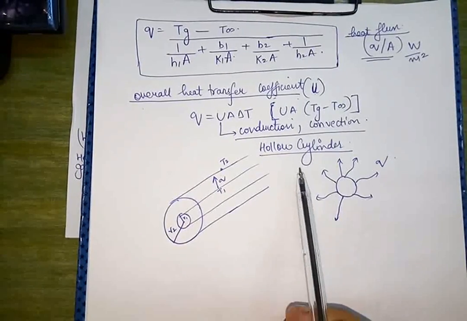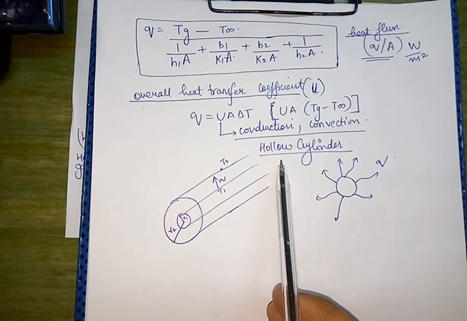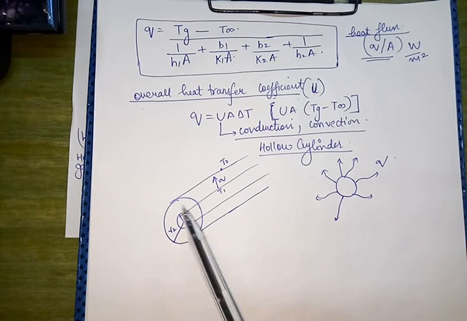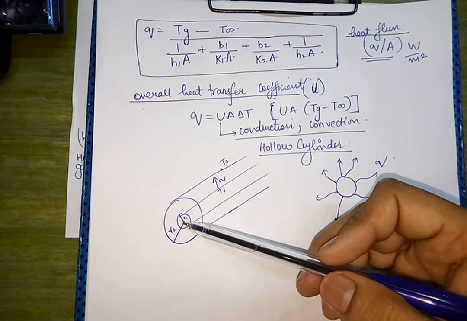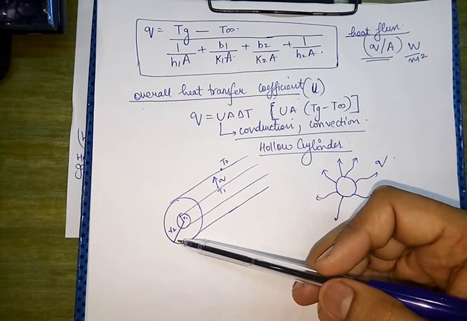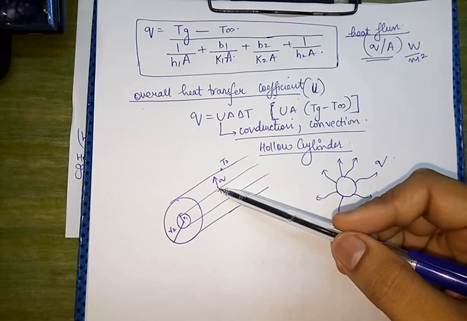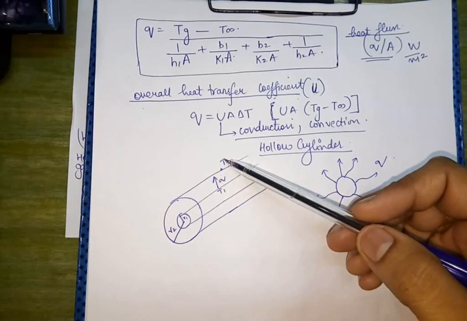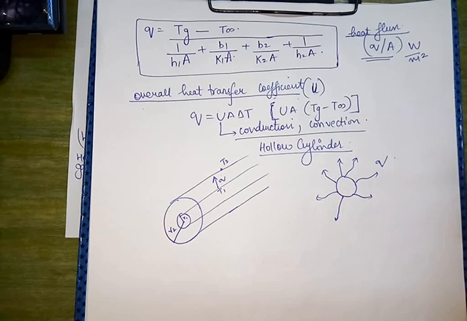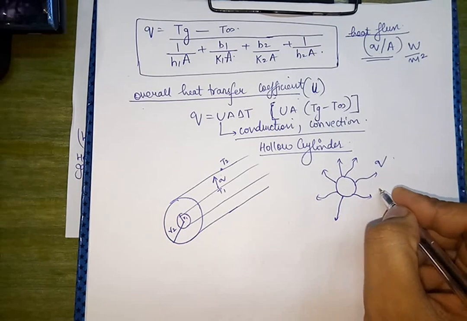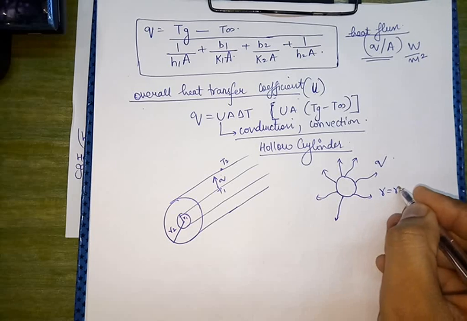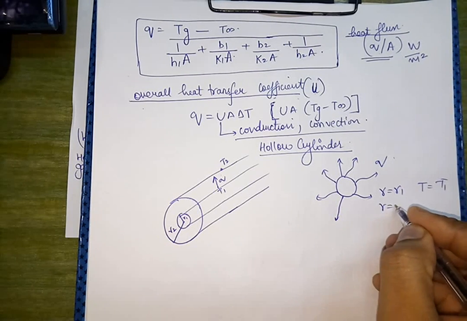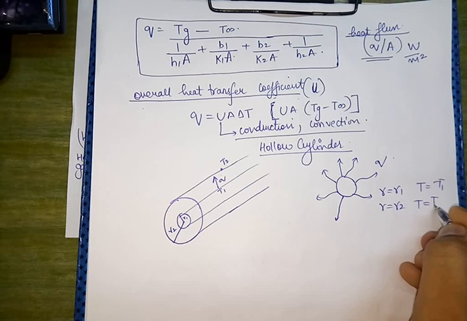Now we come to the case of conduction of heat in a hollow cylinder, such that the inner radius is R1 and the outer radius is R2. The inner surface is maintained at a temperature T1 and the outer surface is maintained at a temperature T2, such that the boundary conditions are: at r equals R1, T equals T1, and at r equals R2, T equals T2.